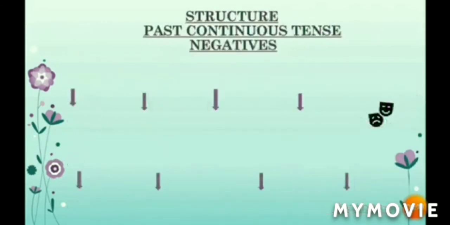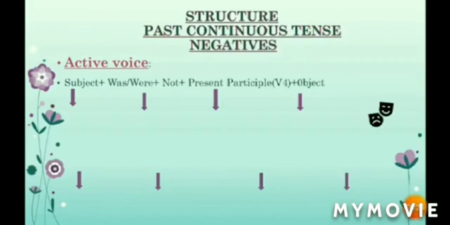Now the structure of the negative sentences of past continuous tense. Just with the addition of not, the rest of the structure is the same. Let's see. Subject plus was or were plus not plus present participle plus object. Example, David was not watching a movie.